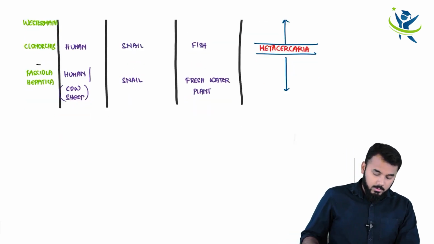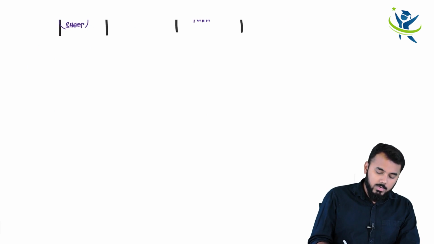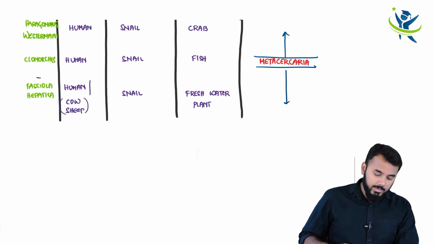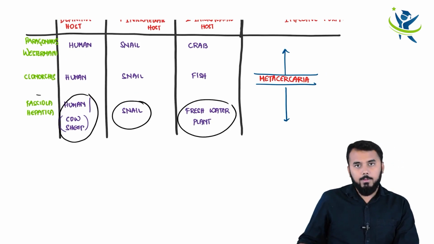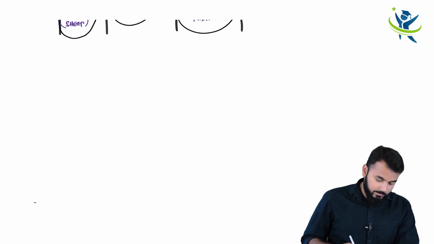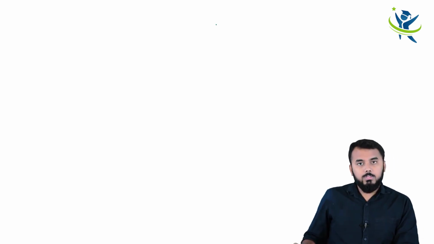Right. So let us start with this thing now. Start with the life cycle. So we are mainly dealing with human, cow, sheep, snail, and freshwater plant. Okay. Now let us draw the life cycle. When it comes to the life cycle, let me draw the picture first of all. So what did I tell you? What was the secondary intermediate host? The secondary intermediate host was the freshwater plant, right? So firstly, let us draw the secondary intermediate host. Okay, so this would be your secondary intermediate host.